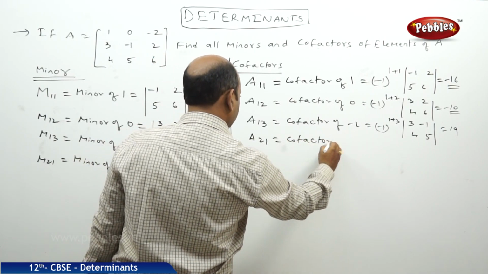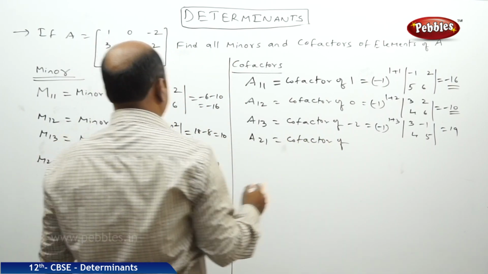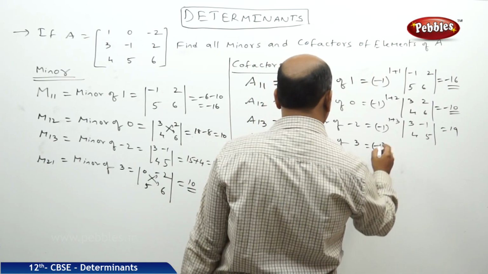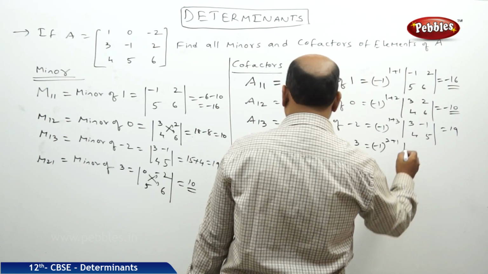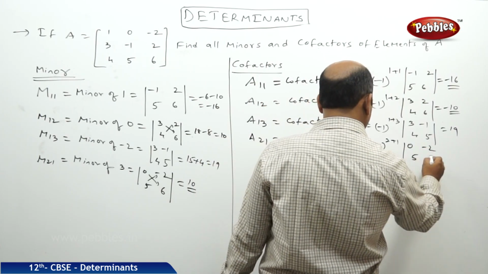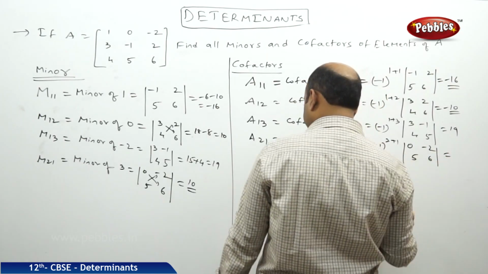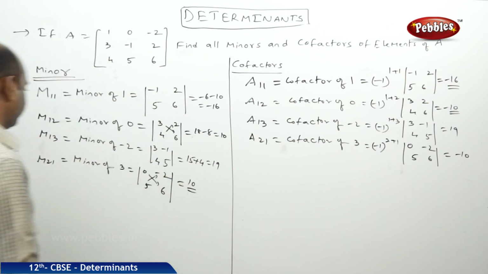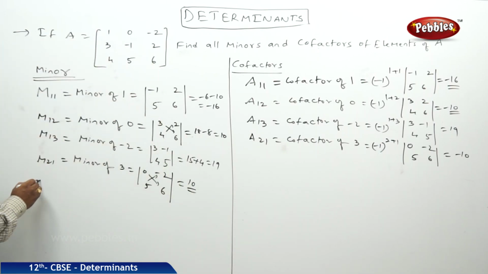So cofactor of 3. That means minus 1 whole power 2 plus 1 into its determinant. 0 minus 2, 5, 6. So what happens here? It becomes minus 10. You should be very careful in calculation.